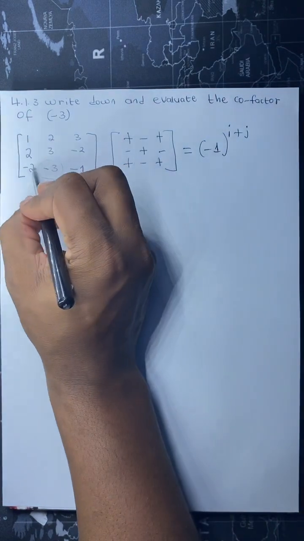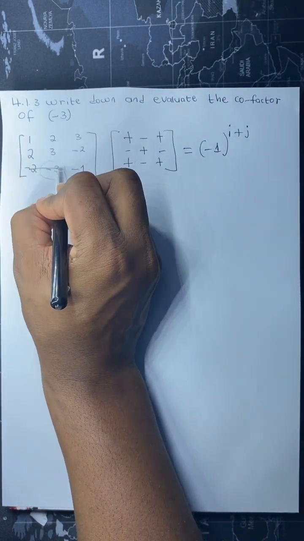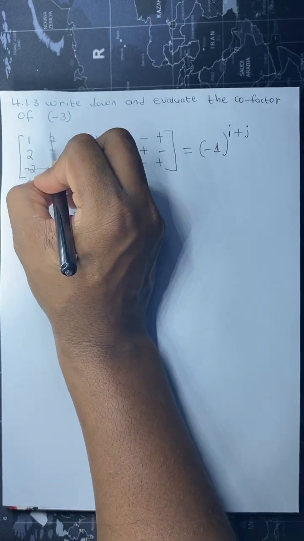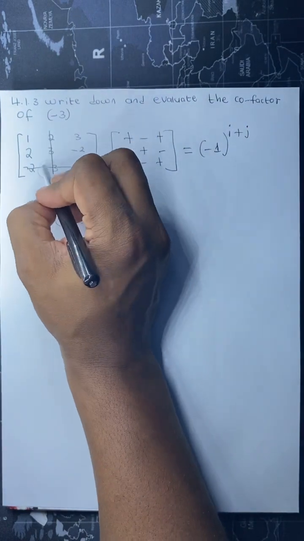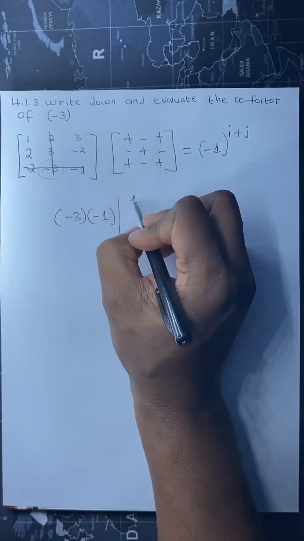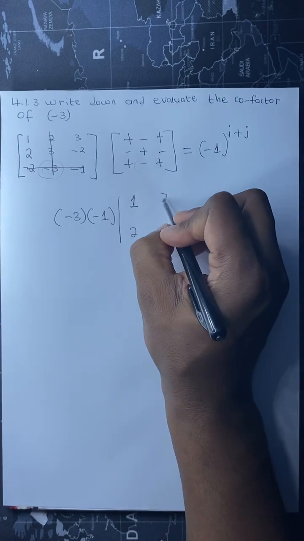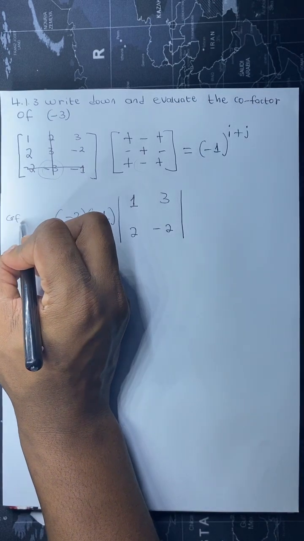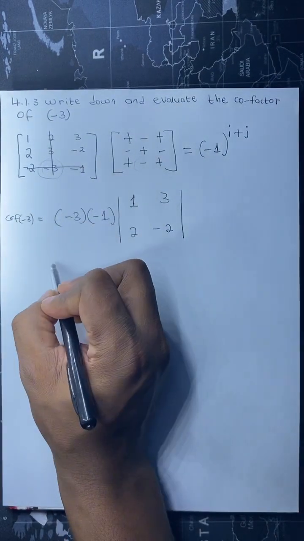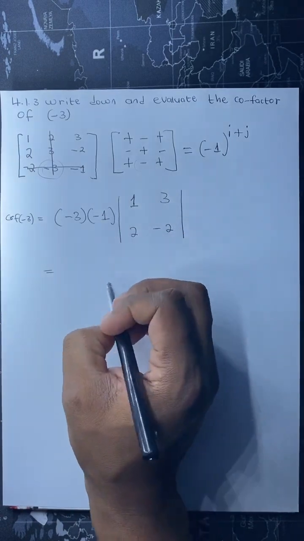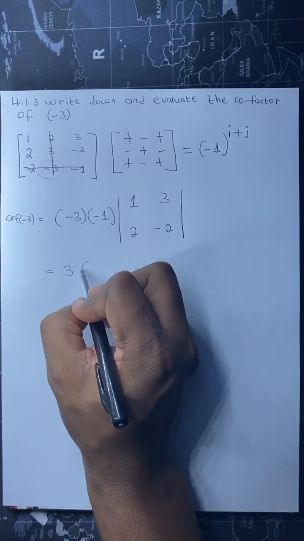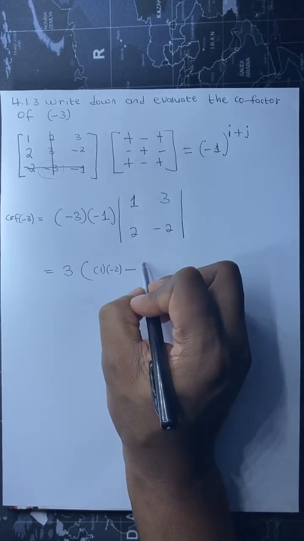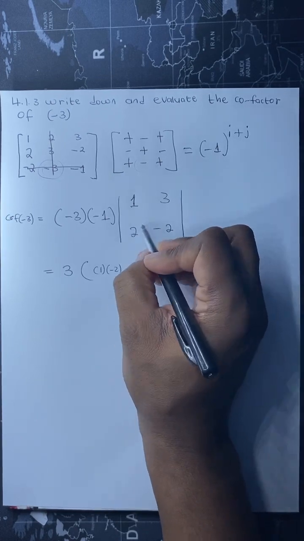So we have to cancel all the numbers associated with the column of negative 3, and also the row associated with negative 3, such that we will be left with 1, 2, 3, and negative 2. So this is the cofactor of negative 3. So negative 3 multiplied by negative 1 will be equal to 3, times 1 multiplied by negative 2, minus 3 multiplied by 2 multiplied by 3.